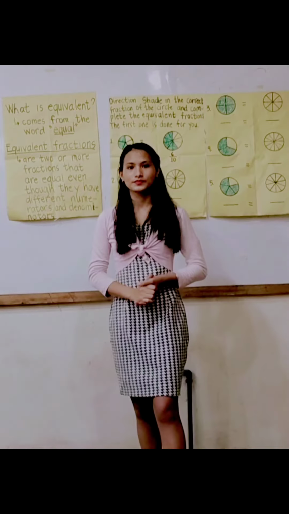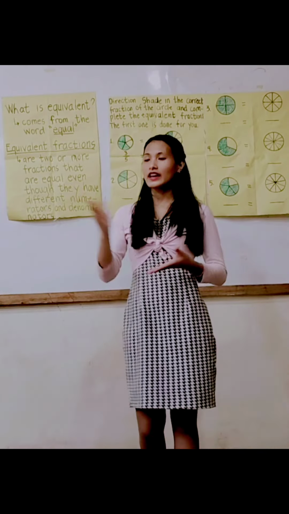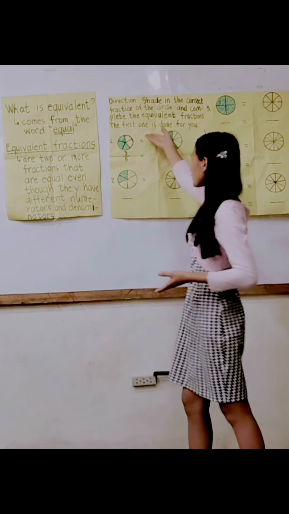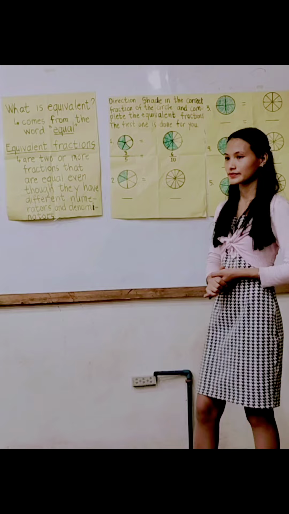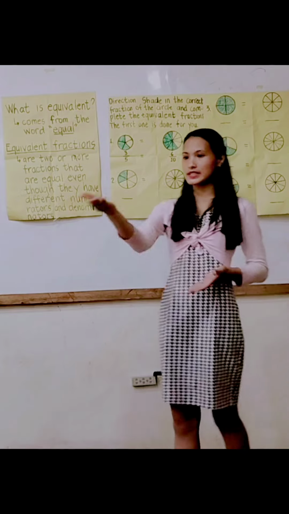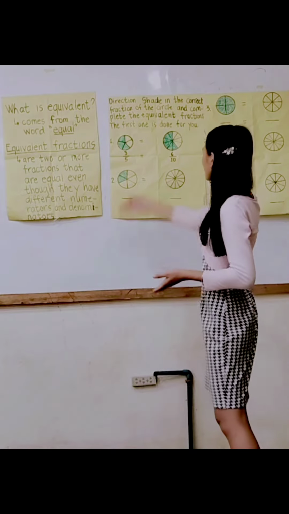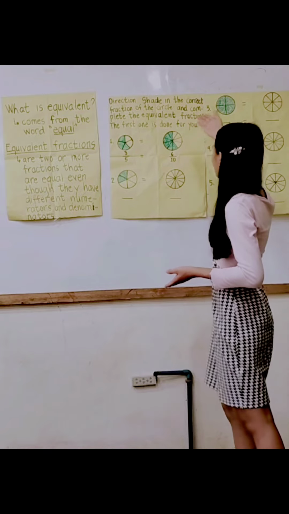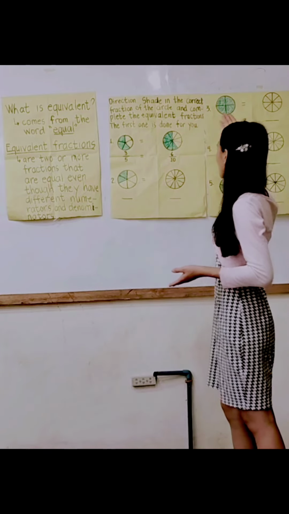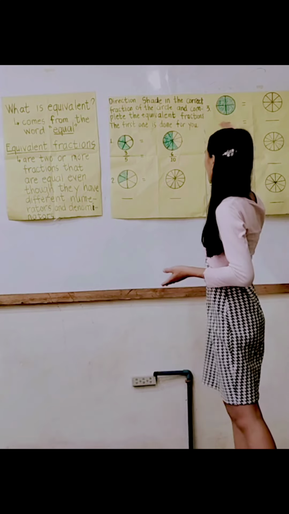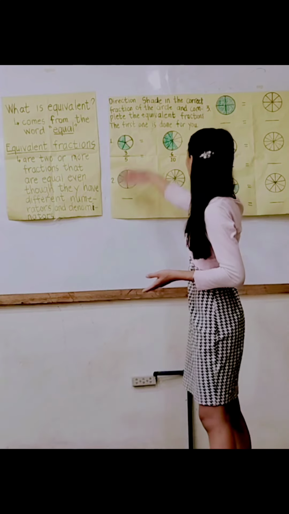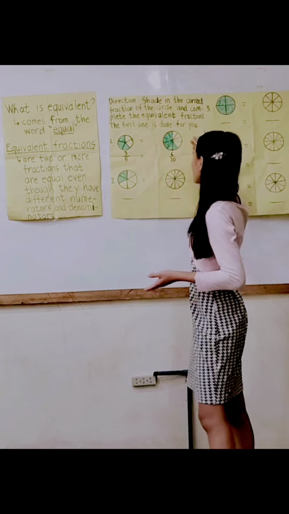fractions. Okay? Okay, Lauren, please read the direction for this activity. Okay, thank you. Please sit down. So, the direction is shade in the correct fraction of the circle and complete the equivalent fractions. So, the first one is done for you.